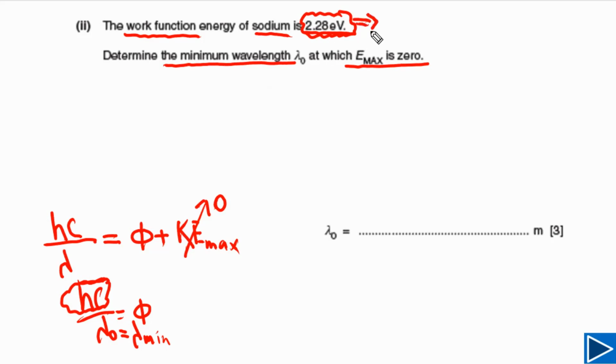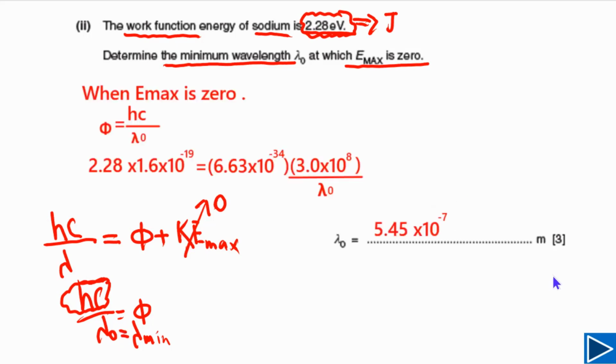So this is a key point. We need to convert this one into joules, and then we can plug in values in this formula, and we can find out lambda naught, the minimum value of wavelength. So you can see here I have done this question already, and the concept is quite simple.